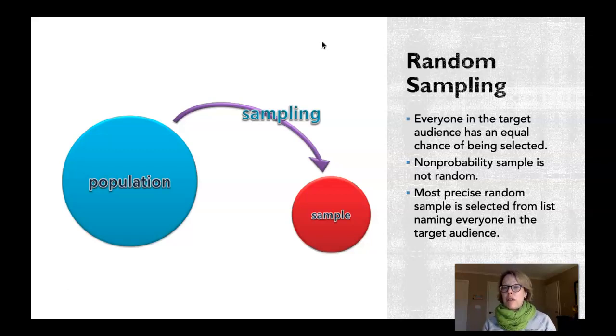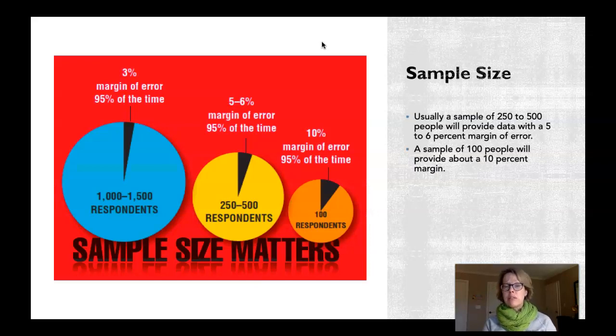A non-probability sample is not random. The most precise is a random sample, where you select one person from everyone in your target audience. Your book talks a lot more about random sampling, so check that out. Your sample size is also important.